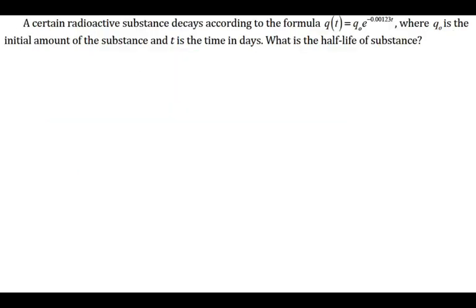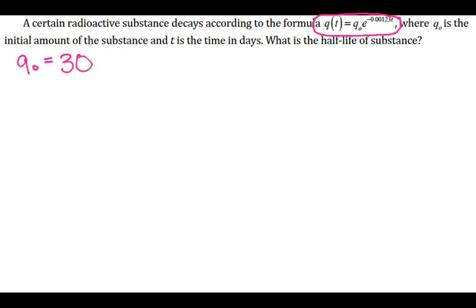All right, last one, half-life. A certain radioactive substance decays according to this formula. I'm going to go ahead and circle it. Where Q0 is the initial amount of the substance, and T is the time in days. What is the half-life of the substance? Once again, I do not give you enough information. When that is the case, we are going to make it up. You can pick whatever value you want for your initial amount. I'm going to go with 30.